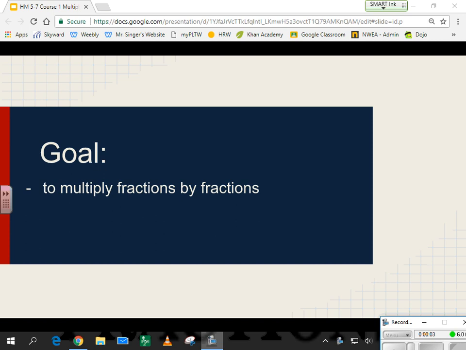All right, let's get into our second lesson of this second half. Today we're going to learn how to multiply, working on that again, fractions by fractions. Write this down with today's date and page number.